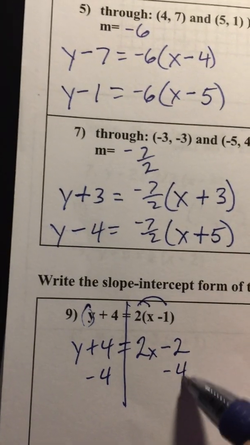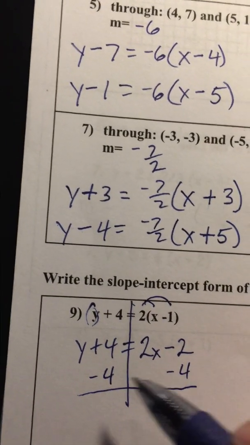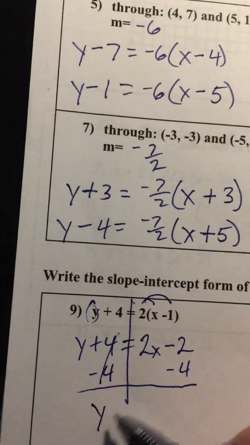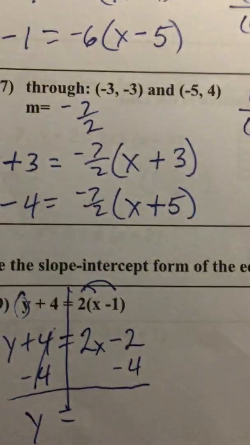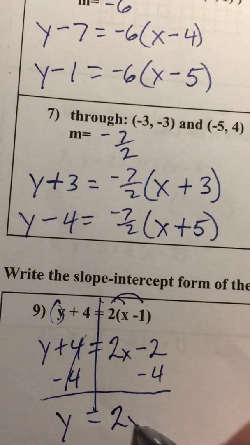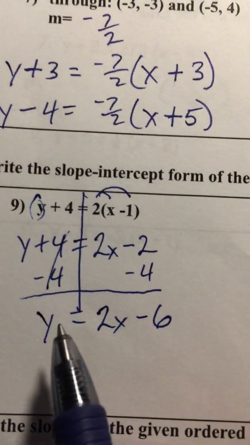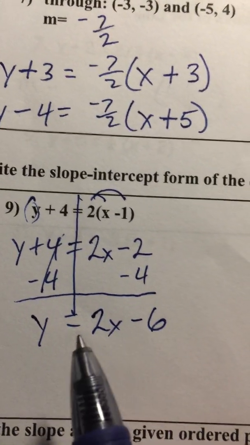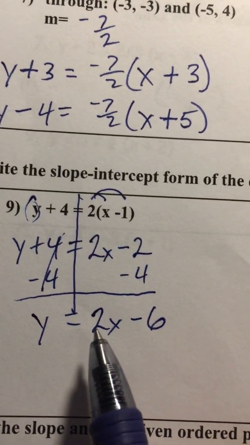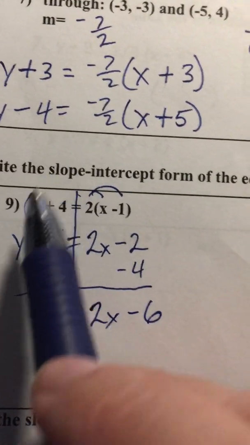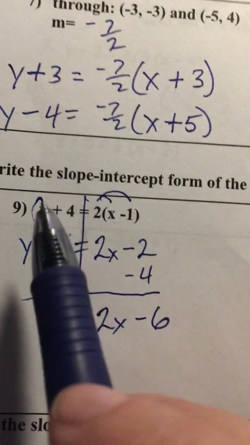If I do it to one side, I must do it to the other side. So the 4's cancel out. Y is now by itself. And I can bring down the 2x. And negative 2 and negative 4 is negative 6. So this is the equation in y equals format, or slope-intercept form. There's the slope and there's my y-intercept. This is the same equation in point-slope form.